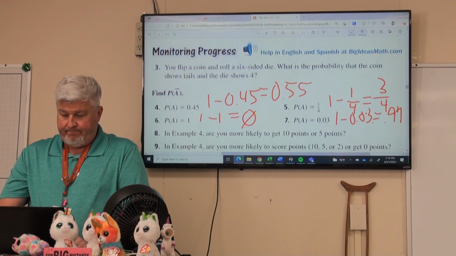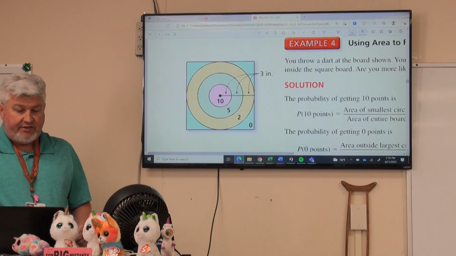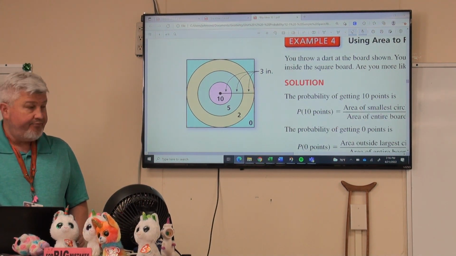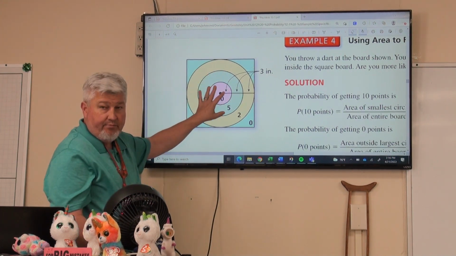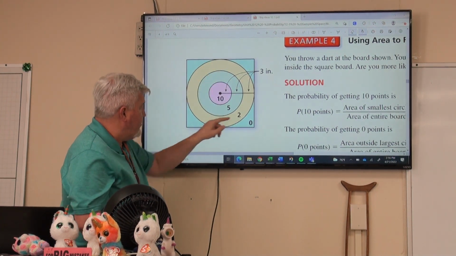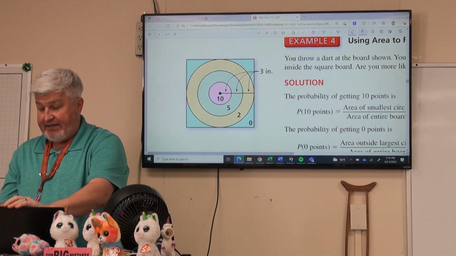The last thing says in example 4, are you more likely to score points or get 0 points? Okay, so we go back to the dartboard. This one is the easier of the two to calculate. So all the yellow, the green, and the pink are all point scoring places. The blue is where you get 0 points. We'd already calculated that blue when we did the example. It was 70.